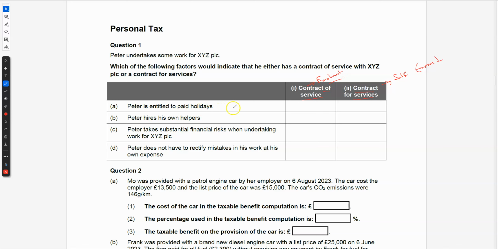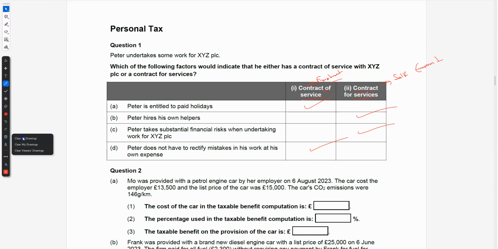Alright, the first one says Peter is entitled to paid holiday. Paid holiday is always relevant to employment, not self-employment. So he is an employee. Peter hired his own helper. If that is the case, then it is self-employment, because as self-employed you have to bring your own tools, like a computer, and you need to have your own employee if you need. Peter takes substantial financial risk when undertaking work for XYZ Limited. Again, if you take the risk, you are self-employed. Peter does not have to rectify a mistake in his work at his own expense. That's employment. If you make a mistake, you don't have to rectify it yourself or pay yourself. That's employment.